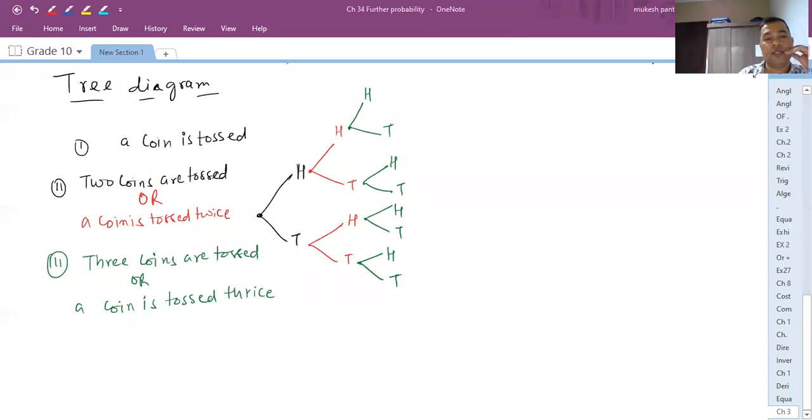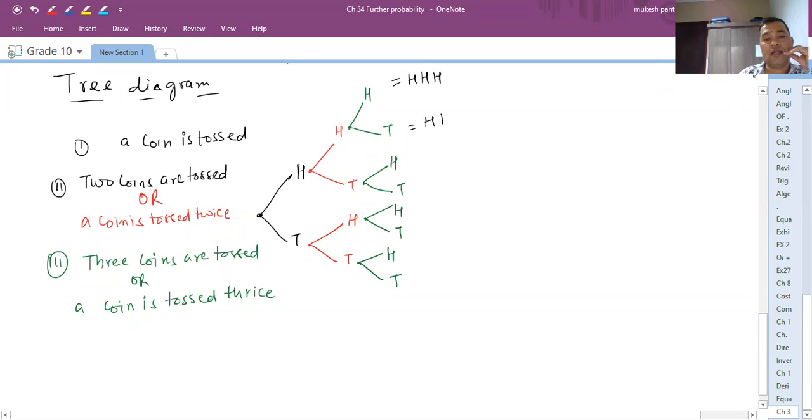This way, if I count, from this one it gives me triple H, then HHT. From this, HTH; from this, HTT; from this, THH; from this, THT; from this, TTH; and from this, triple T. Okay, so how many outcomes are there? 1, 2, 3, 4, 5, 6, 7, 8.